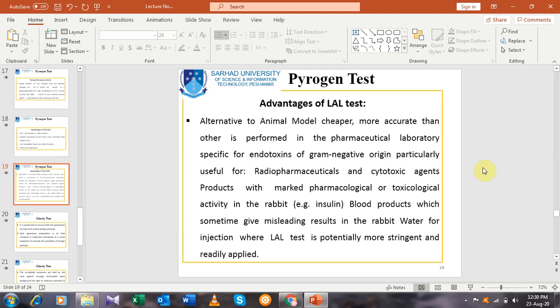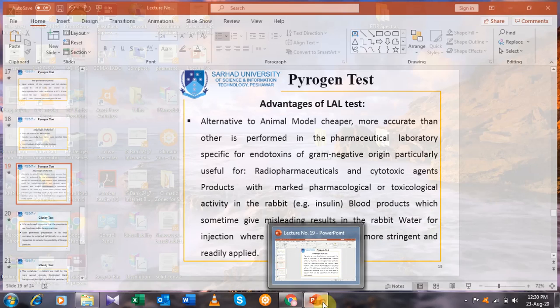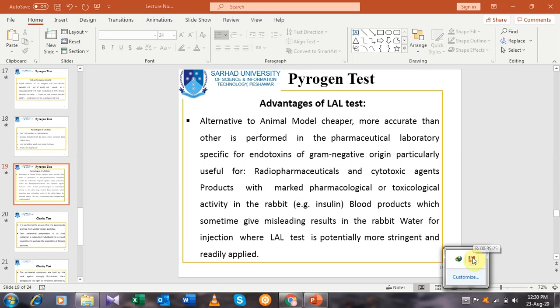For example, with water for injection, the LAL test is potentially more stringent or more readily applied as compared to the rabbit test. On the basis of these advantages, we will prefer to perform the LAL test as compared to the pyrogen test that is performed on the rabbits.